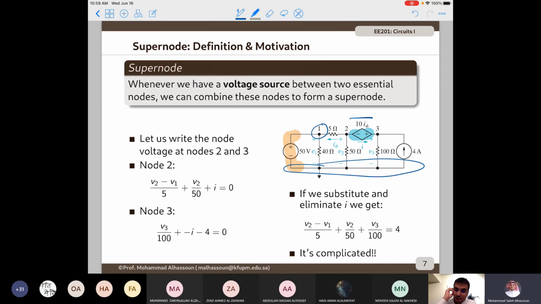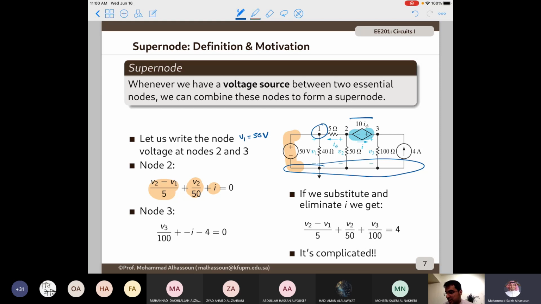So what should we do? We have multiple options. The first one is actually to write the node equations as they are. Starting with node 1, we know the voltage at node 1, V1 equals 50. Then moving to node 2, (V2 minus V1) divided by 5, plus V2 divided by 50, plus the current of this voltage source. We don't know the current of this voltage source. This is the current flowing from node 2 to node 1. This is the current flowing from node 2 to the ground. And this one is the current flowing from node 2 to node 3.